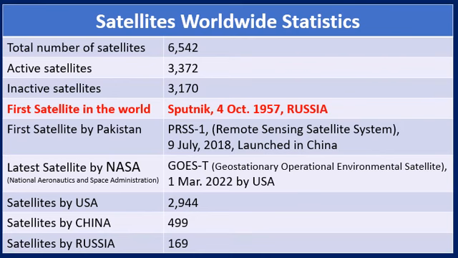Country with the most satellites in the space, USA on number 1 with 2,944 satellites, and China is on second with 499 satellites in the space, and the Russia is on the third, 169 satellites in the space.